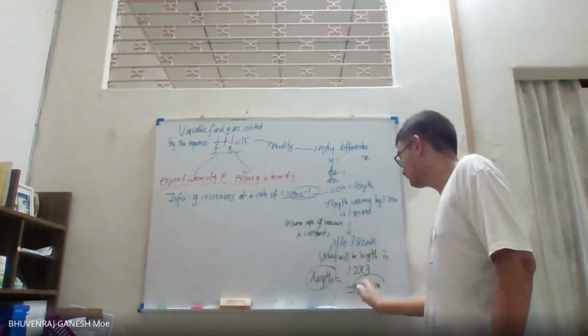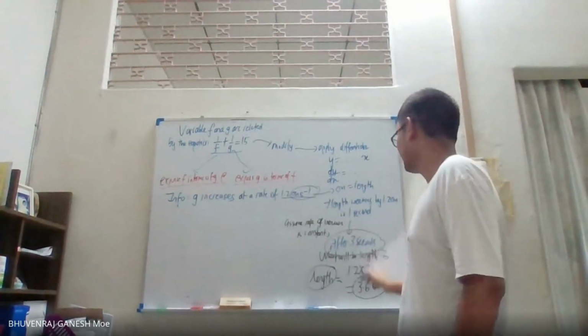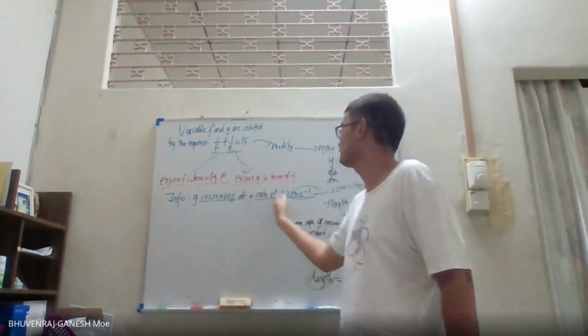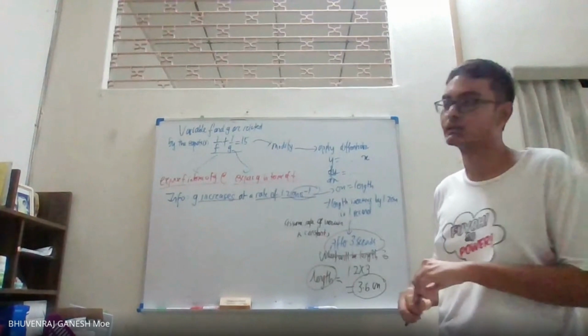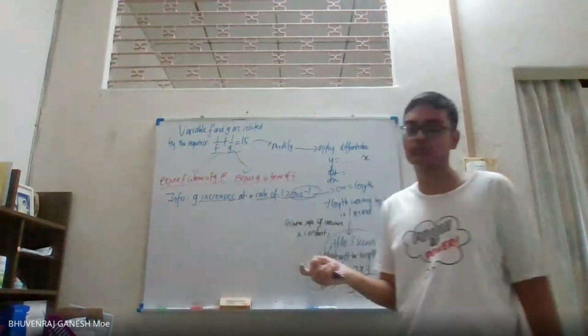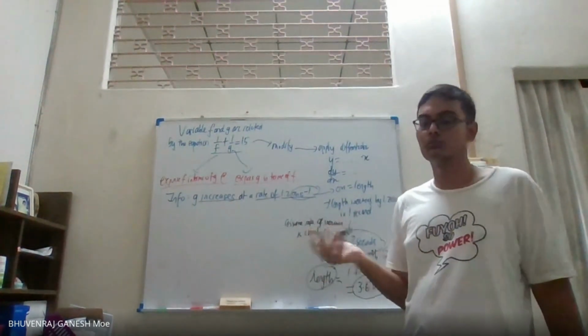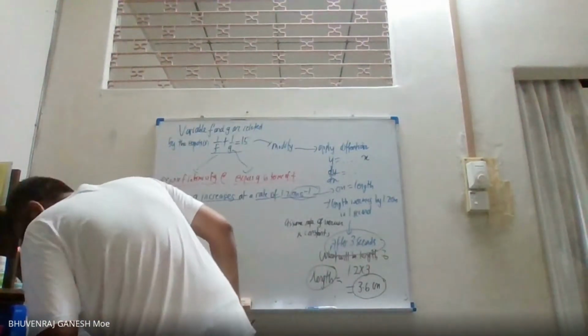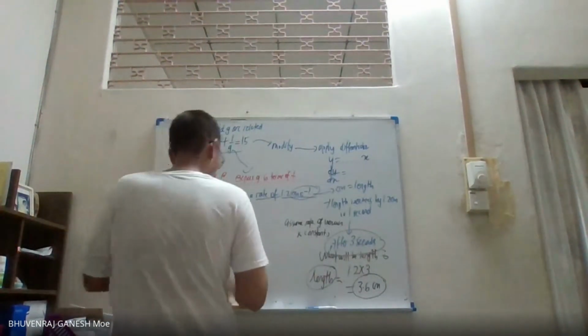So you see here, after 3 seconds, the length will change constantly. So this is what they're telling you here by g increases at the rate of 1.2 cm per second. Means in 1 second, it increased 1.2, then 2 seconds, 2.4, and it continues until the end of the question. Okay, so now the question comes.